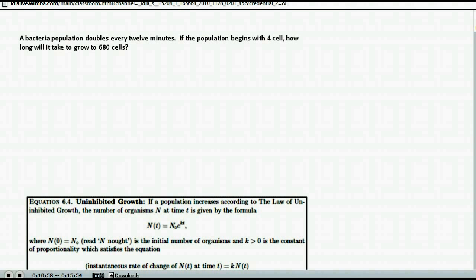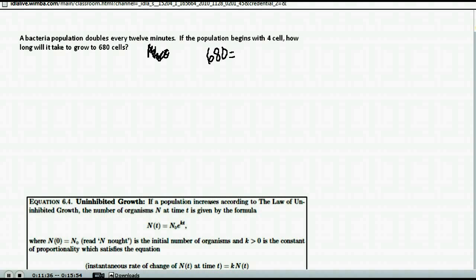All right, this one's a little bit different, and as our last question, it is going to require a bit more work from us. A population of bacteria doubles every 12 minutes. If the population begins with 4 cells, how long will it take for it to grow into 680 cells? Okay, so notice we are given the original amount, but if we tried this, we want to know how long before it's 680 cells.